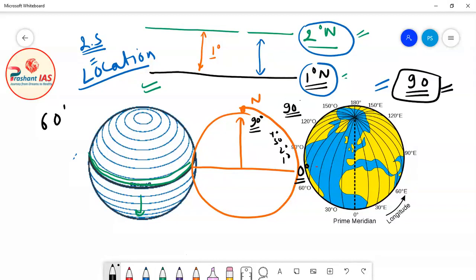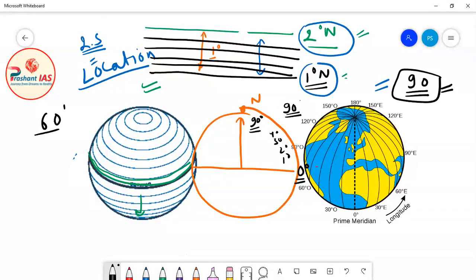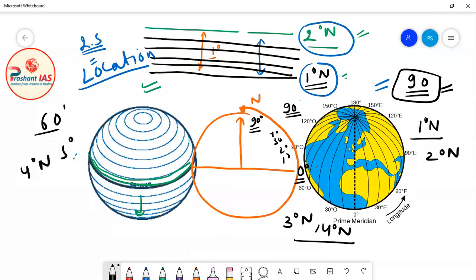Okay, so this sign is of minute. What happens is that there will be 60 minutes, so each degree will be divided into a further 60 minutes. For example, there will be 60 minutes between 1 degree north and 2 degree north, a further 60 minutes between 3 degree north and 4 degree north, and a further 60 minutes between 4 degree north and 5 degree north. So each degree of latitude is further divided into 60 minutes.